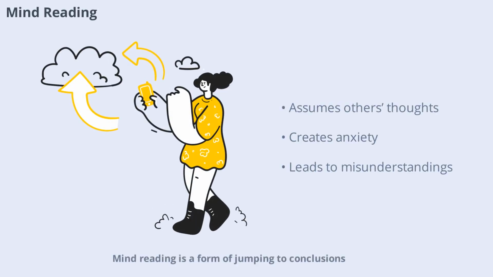Mind reading is a form of jumping to conclusions where you assume you know what others are thinking, usually something negative. For example, you might think, she must think I'm boring, without any real evidence. This distortion can lead to misunderstandings and social anxiety. Instead, try to communicate openly and check your assumptions before reacting.